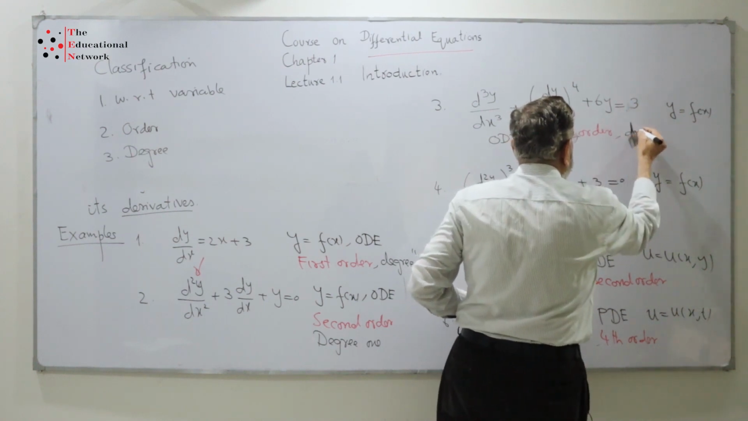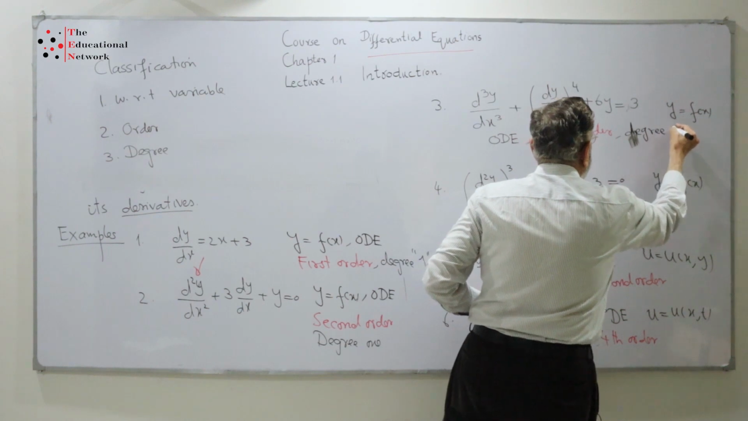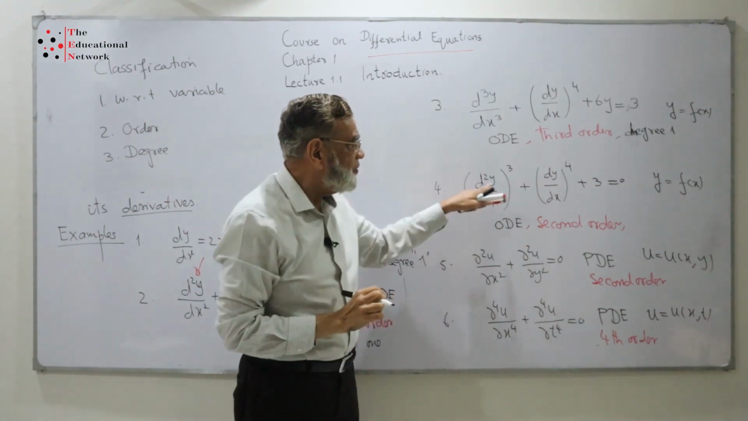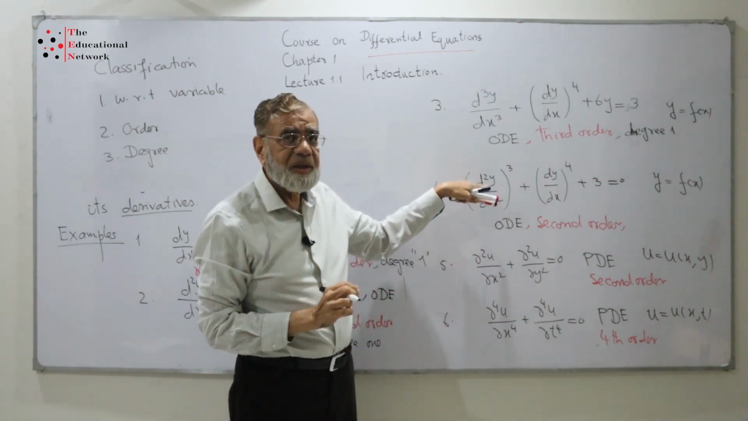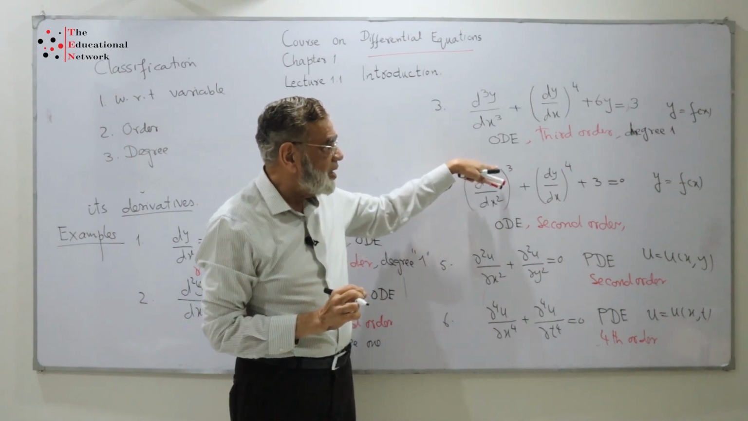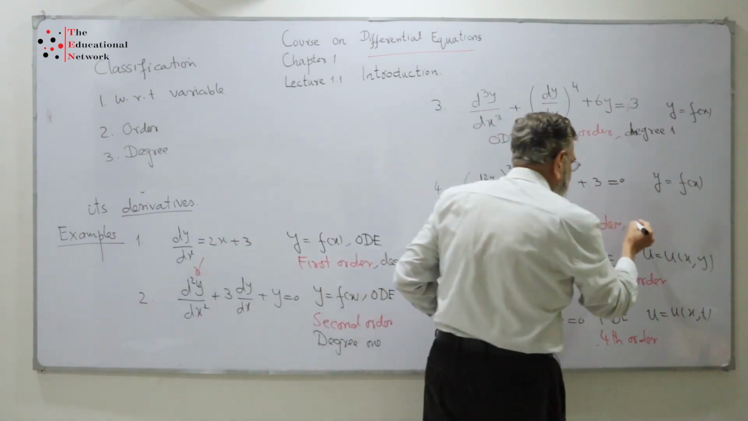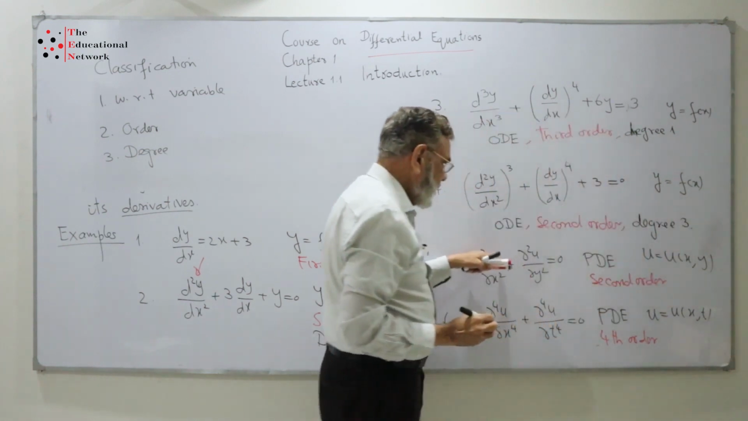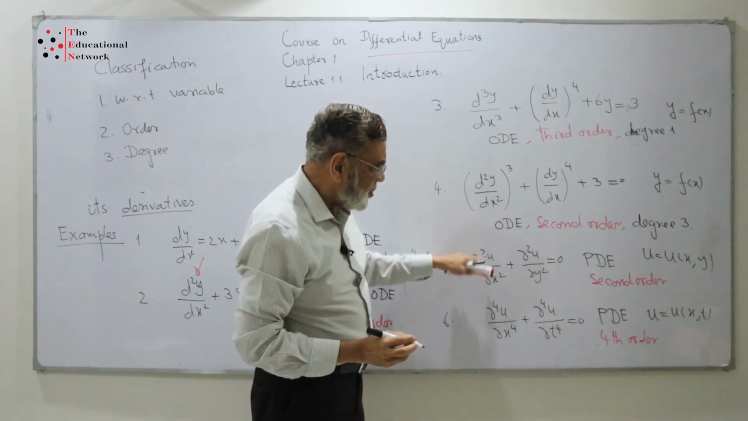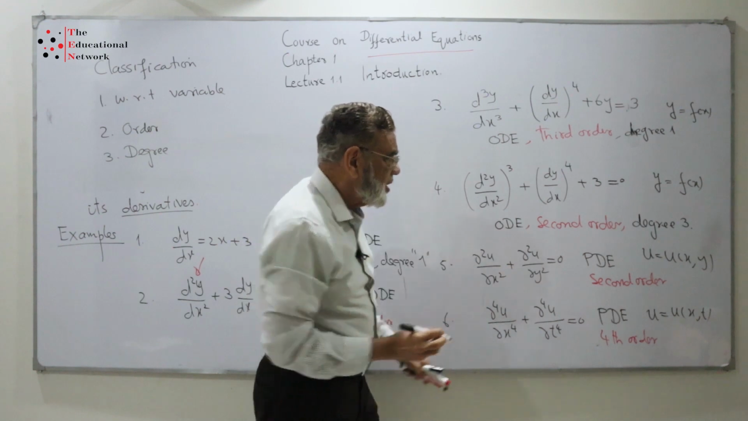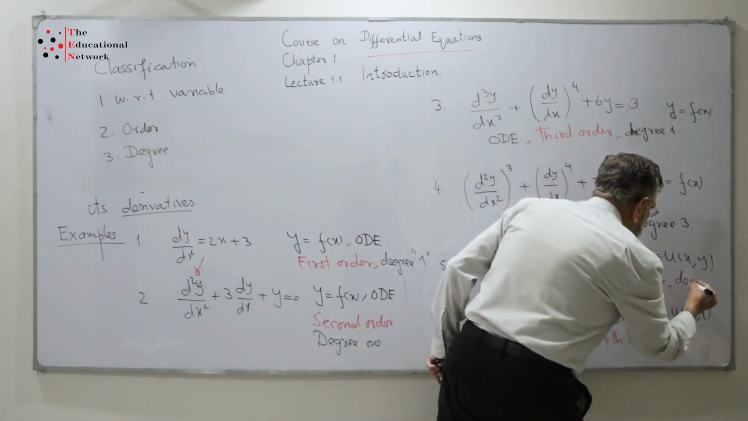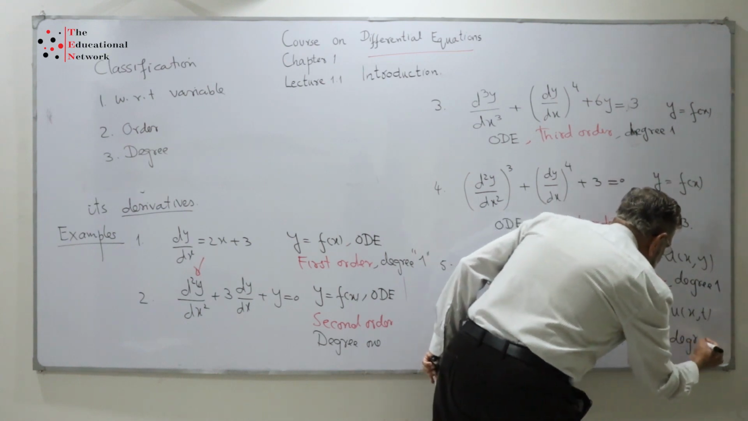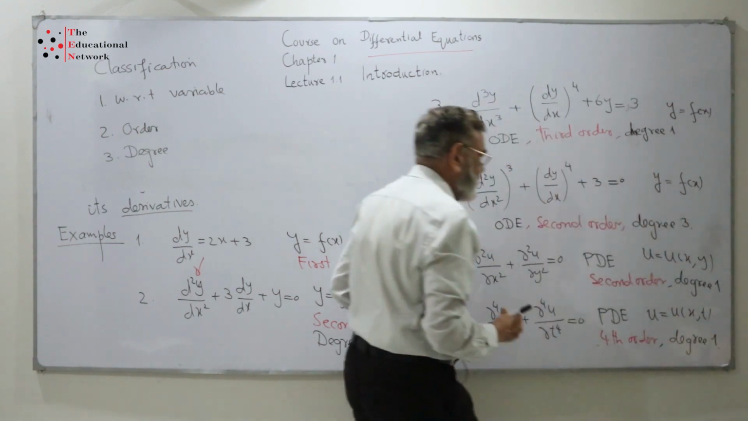This one is also of degree 1. But here we look at this one. This has degree 4, and the degree of the highest order term is 3. So we say second order and degree 3. This is order 1, order 2, with degree 1 for the others. The degree of both equations is 1. This is also degree 1. If any one of the terms is different from 1, higher, then we take that one.